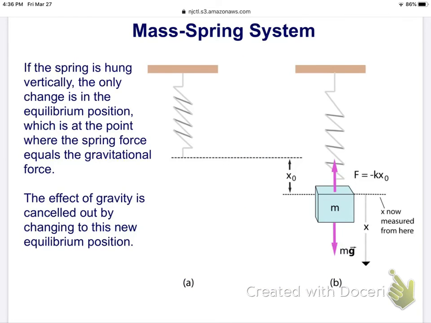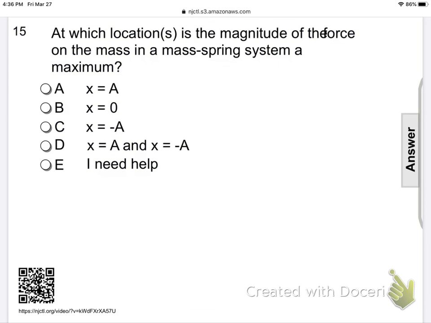If we were to take this oscillating mass spring and put it vertically instead of horizontally going back and forth, now it's going up and down. It's the same situation. We just changed the equilibrium point by hanging a mass on it. That mass is going to be pulling the spring down a little bit further to an equilibrium, but all the conditions that we just discussed hold true.